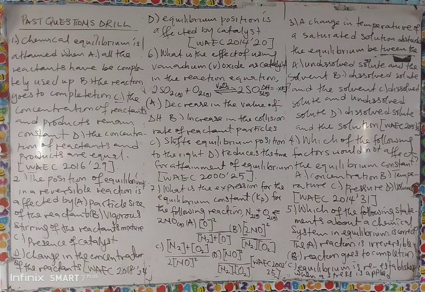Then number 3, a change in temperature of a saturated solution. I've explained what a saturated solution is to you: a solution that contains the maximum amount of solute that can dissolve at that temperature, in the presence of undissolved solute. After some time, the undissolved solute goes inside the solution and dissolves, while the dissolved one crystallizes out. So there is an equilibrium between the undissolved solute and the dissolved solute. So what is the answer here?